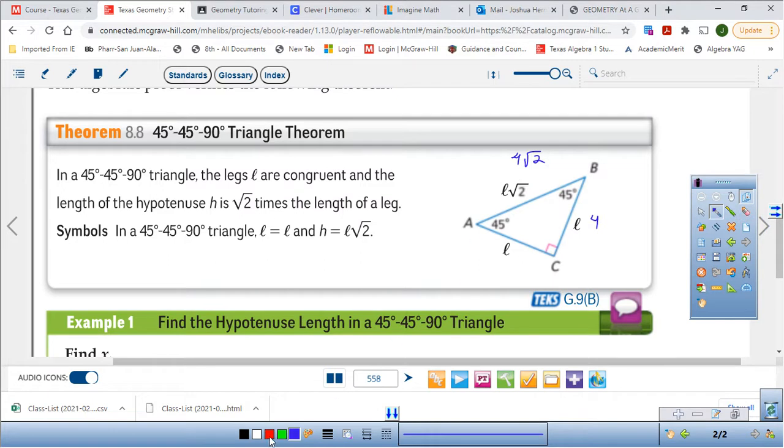On another note, once you copy that down, you can look over here. If you know the hypotenuse is 5 times the square root of 2, then what in the world is your L? We'll use that feature right now, and check.